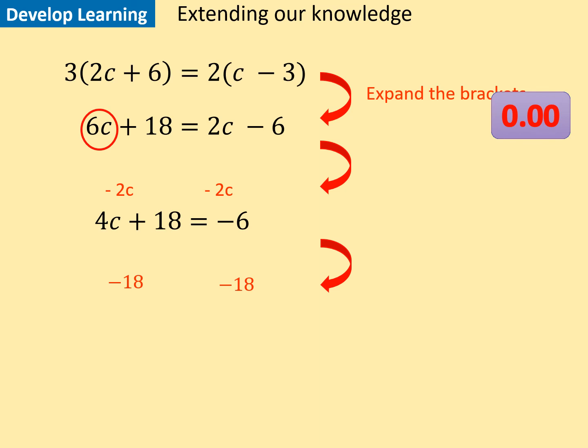So at this stage we need to do minus 6 take away 18. So we're taking a further 18 from minus 6. So our answer is going to become more negative. Therefore we end up with 4c equals minus 24. And because it's 4c equals minus 24, we need to divide by 4 to give us the answer c equals minus 6. If you got that correct, well done.